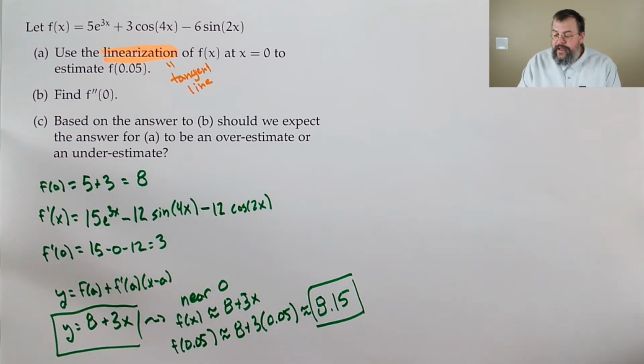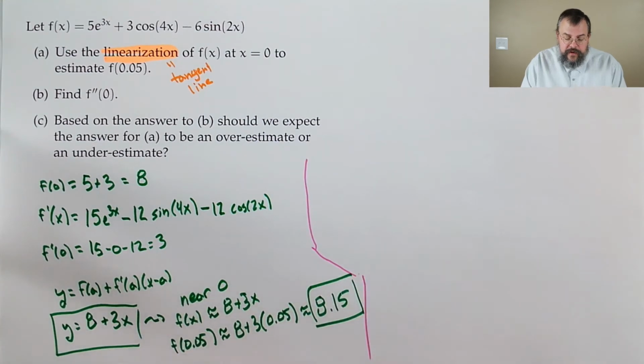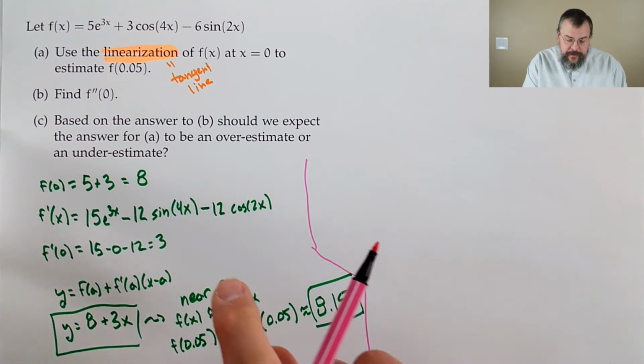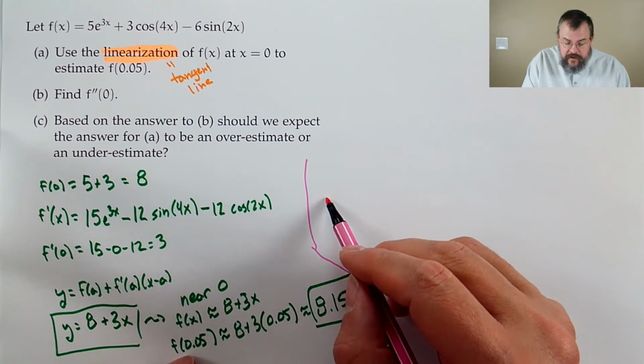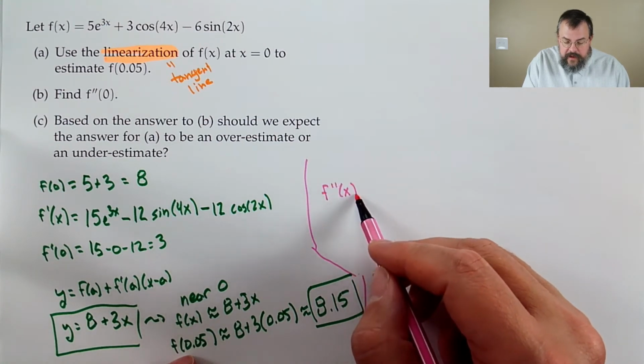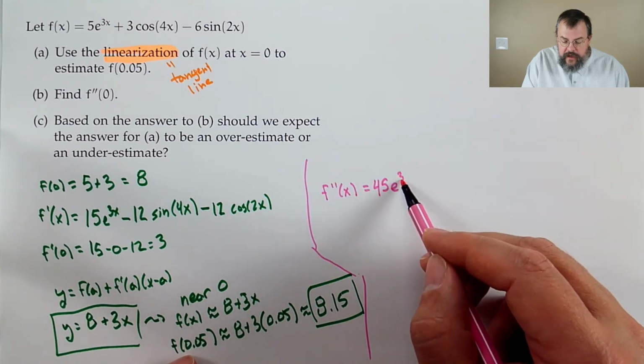All right, now on to part B. So what does part B say? Well, it says find f double prime of 0. Okay, well, time for our second derivative. So we took our first derivative. Second derivative should be pretty similar. So f double prime of x would be 45 e to the 3x.